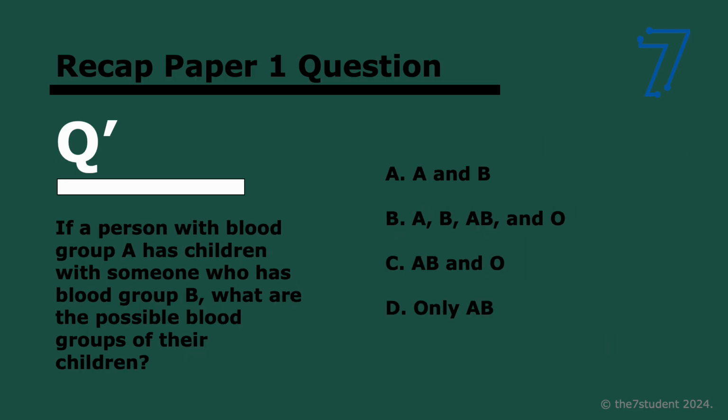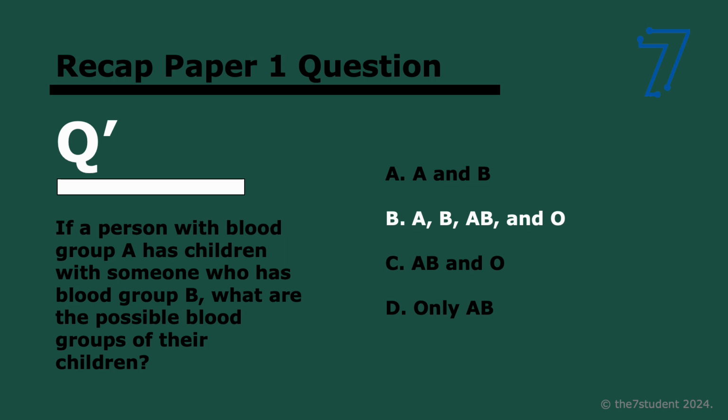Okay. And last question. If a person with blood group A has children with someone who has blood group B, what are the possible blood groups of their children? Okay, again, 3, 2, and 1. I love this question because everyone always gets it wrong, and I love going through it.